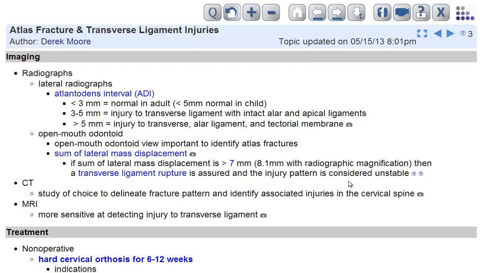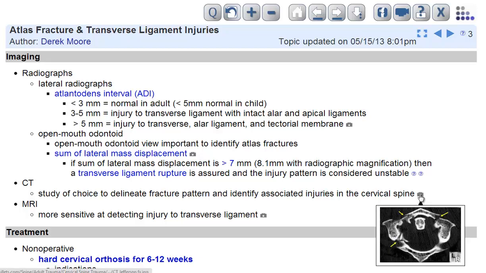So again, this is frequently tested. Sum of the lateral mass displacement of greater than 8.1. Again, that means the transverse ligament has been disrupted, and that means it's unstable. If you have greater than 5 millimeters of your atlantodens interval, again, that means it's unstable, and that's due to an injury of the transverse, alar, and apical ligaments. This is a typo right here. This should be alar and apical, and we will correct that.